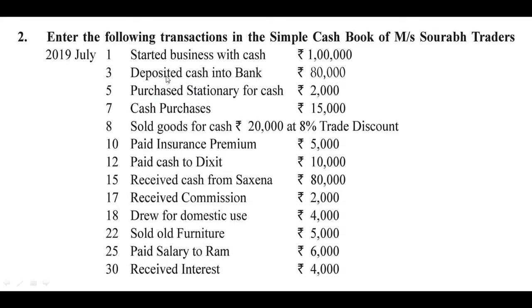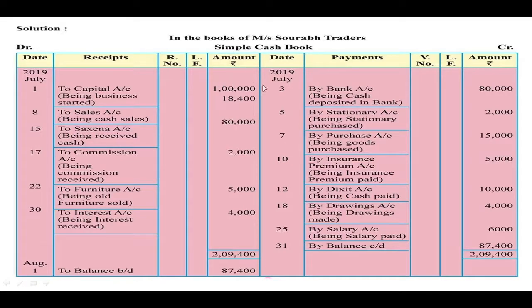Next, 3rd July deposited cash into bank rupees 80,000. Now students, here the businessman has deposited cash into the bank, so the cash goes out of the business. Therefore, the transaction will be recorded on the credit side 3rd July by bank account because bank receives this amount. So by bank account 80,000 is recorded, and here into bracket we have to write the narration being cash deposited into bank.